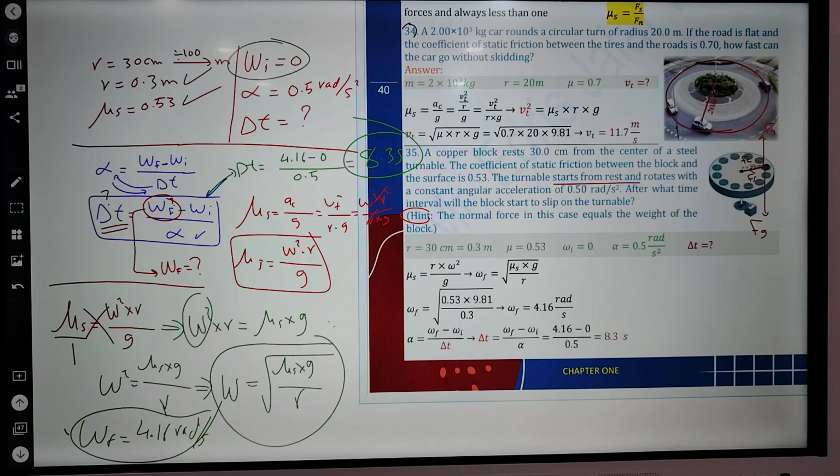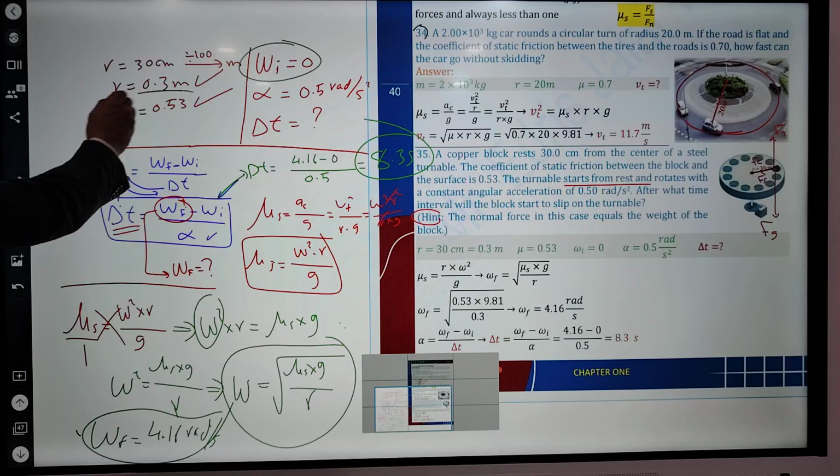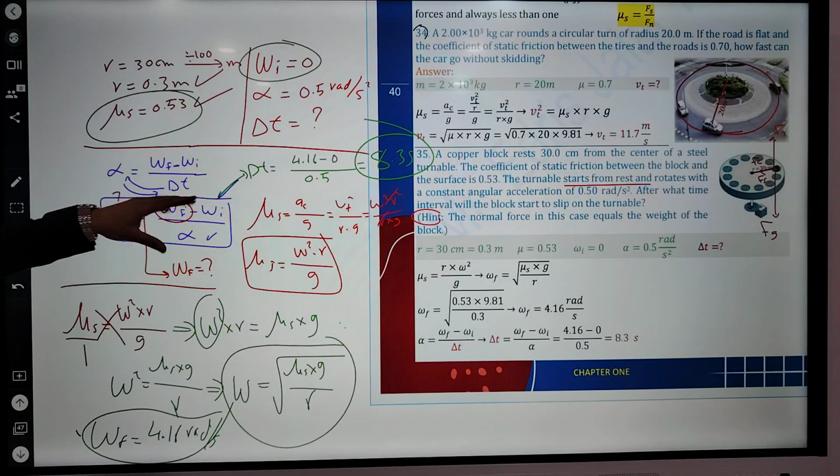Okay? So you have to make a plan to solve this question. At first you have to write down the equation of time. After that you have to find the omega final, because without omega final we cannot find the time. How can you determine omega final? Because the coefficient of static friction is given here. So that is why we have to think about the equation of the coefficient of static friction, which is equal to omega squared times r over g. Okay?